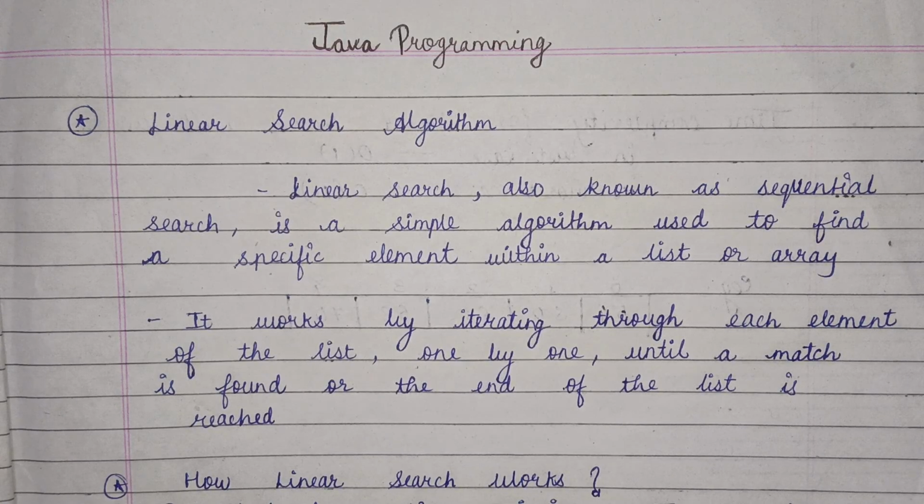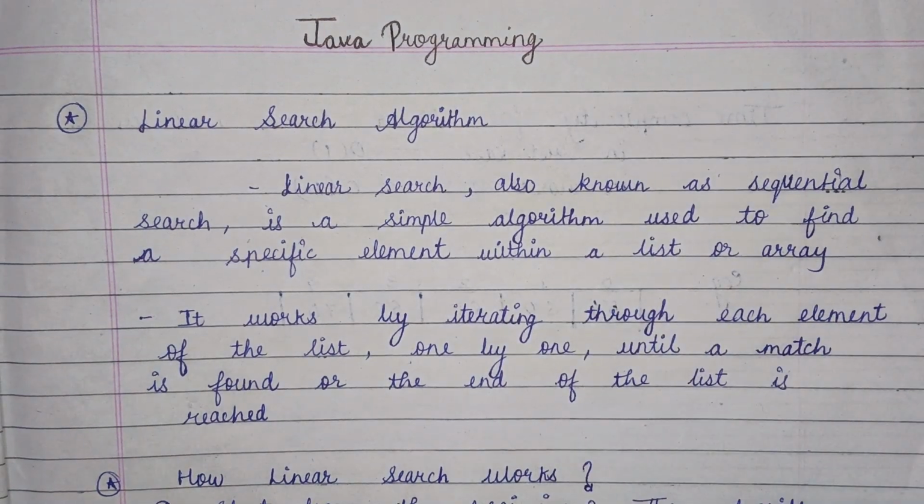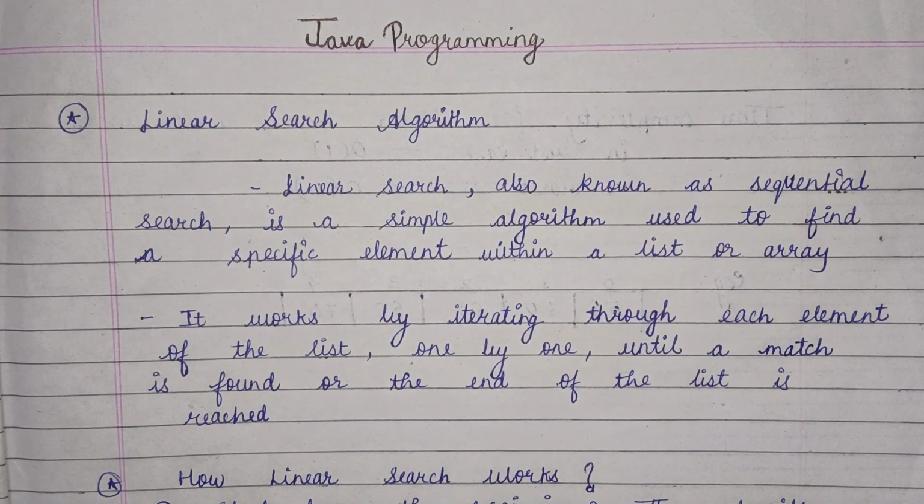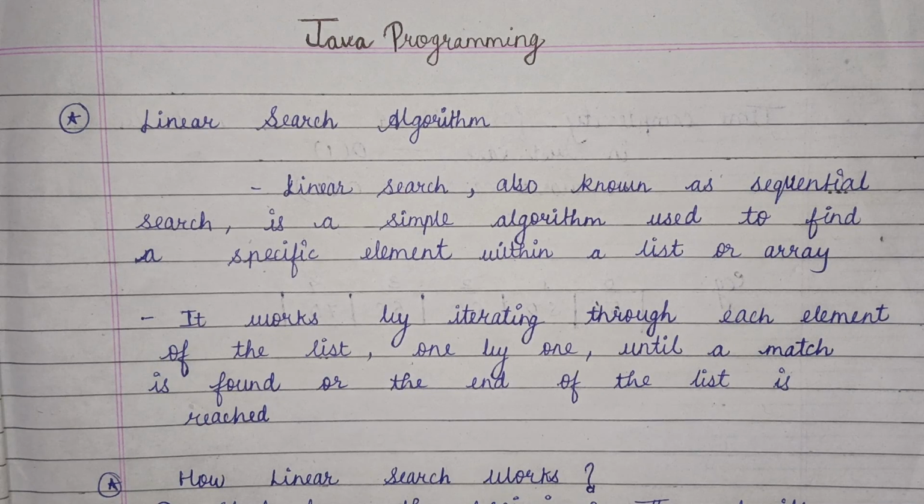In today's video we are going to see what is linear search algorithm and how it works. Okay, so let's start. A linear search is also known as the sequential search. It is a simple algorithm used to find a specific element within a list or array. So suppose we have a number of elements in a list or array, and we have to find a specific element within the array, or a list. So this algorithm is used to find that element.